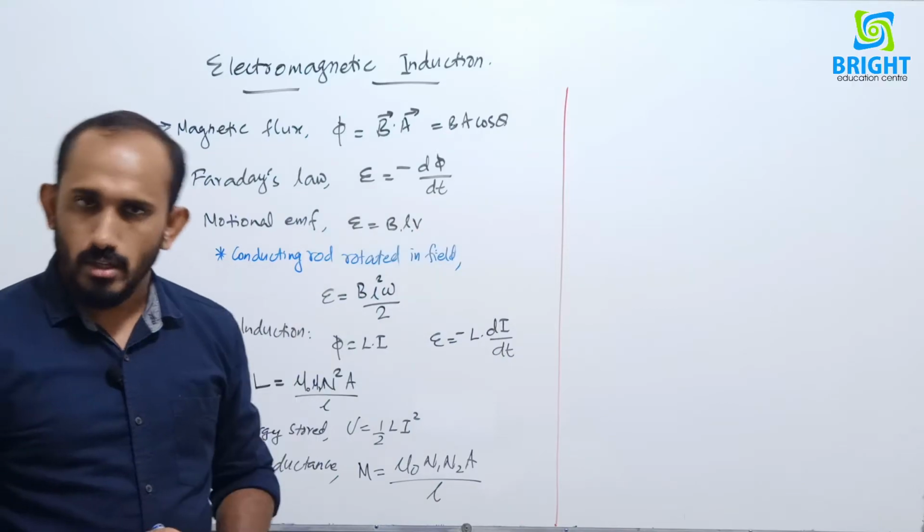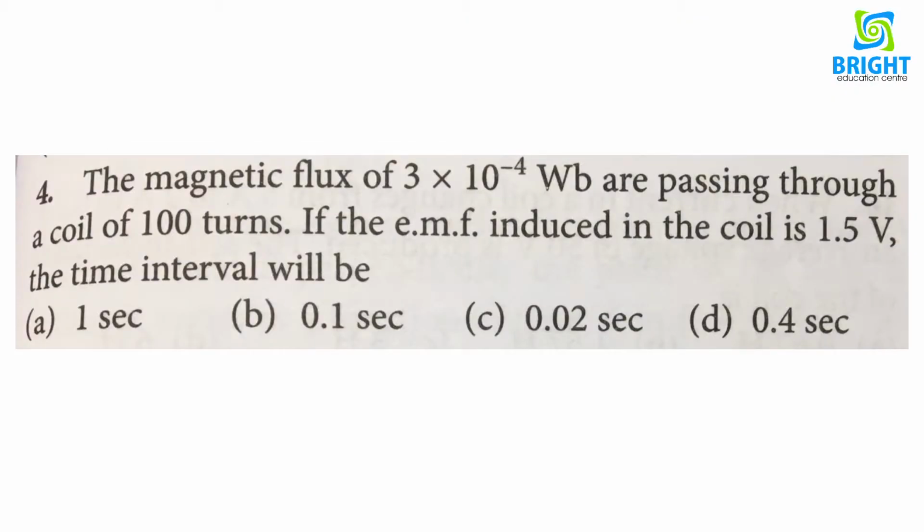We can do one question regarding this. The question is like this: a magnetic flux of 3 into 10 raised to minus 4 Weber is passing through a coil of 100 turns. If the EMF induced in the coil is 1.5 volt, the time interval will be. It's a direct question actually. We have to find the time interval.